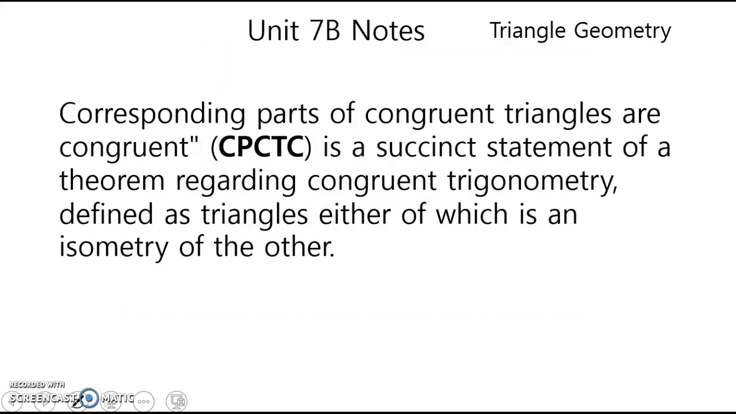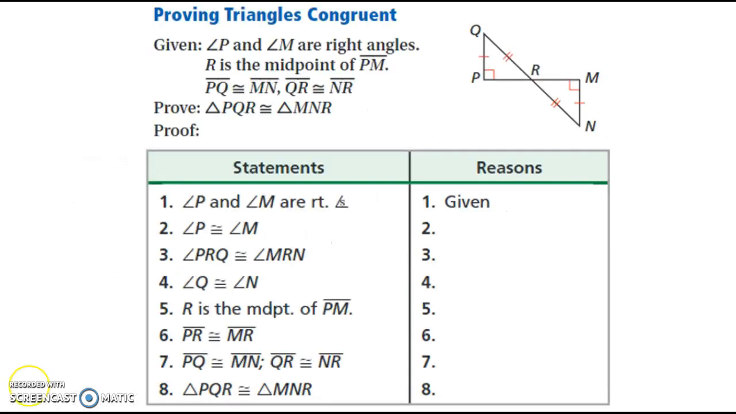So, this brings us to one of our ways to prove our triangles and polygons are congruent. It's called the corresponding parts of congruent triangles are congruent. It is a very succinct statement of a theorem regarding congruent triangles, either of which is an isometry, remember this word, of the other one. Isometry just means it is a congruent polygon. So let's take a look at this example.